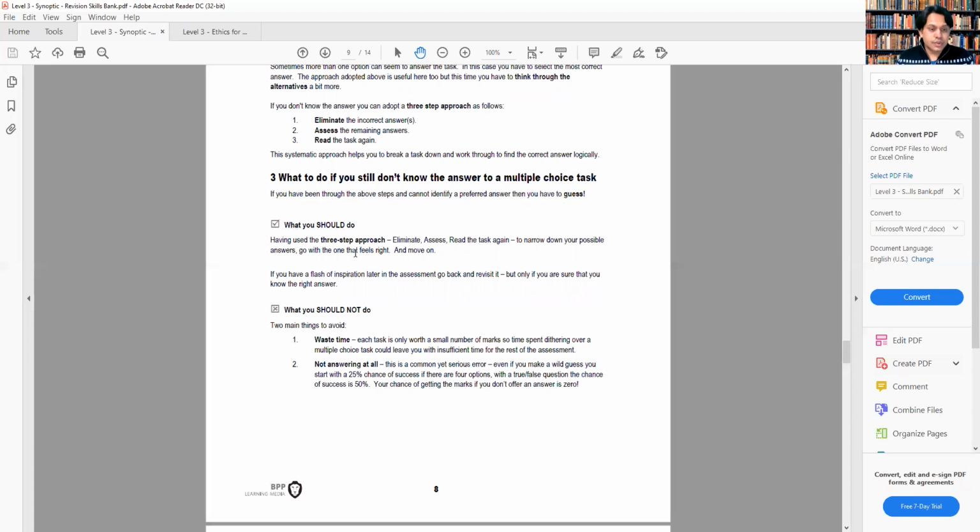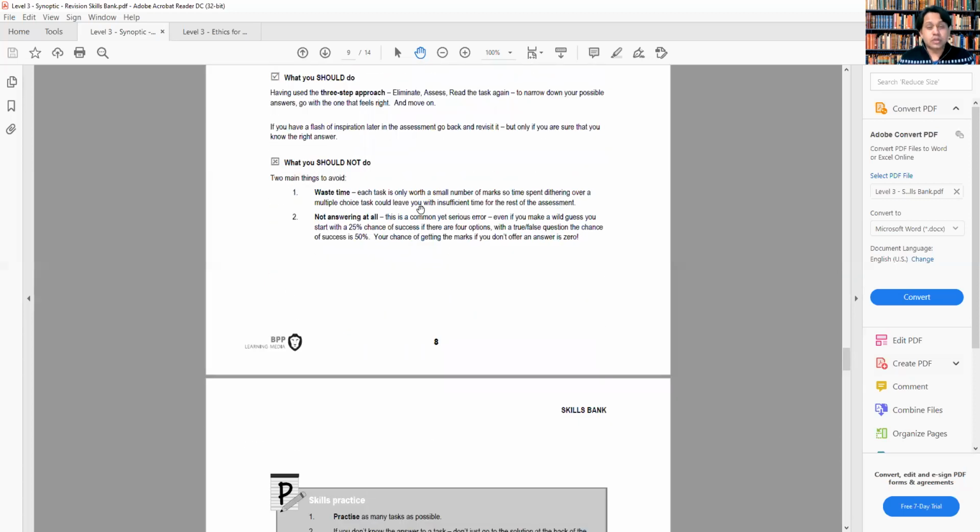Having used the three-step approach, eliminate, assess, and read the task again, to narrow down your possible answers, go with the one that feels right and move on. If you have a flash of inspiration later in the assessment, go back and revise it, but only if you are sure that you know the right answer. So when you revise, you can change the answer, but only when you are confident you know it.